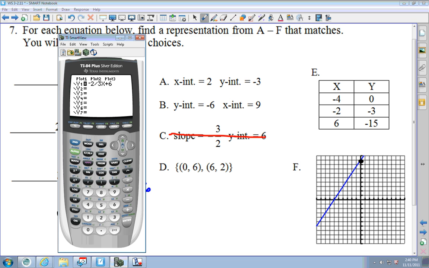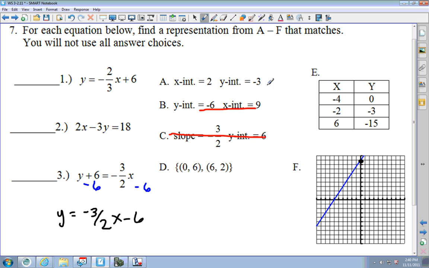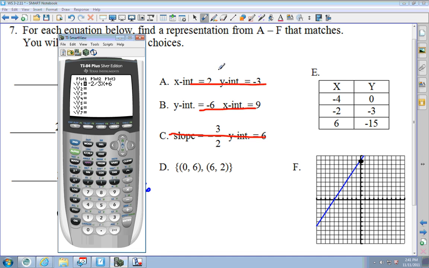Okay. This one says a y-intercept of negative 6. That has a positive 6. And that says a y-intercept of negative 3. So these are not the answers to number 1. I wouldn't erase that on yours or do that on yours, but on mine I will because I can erase it. Okay, so now I have 0.